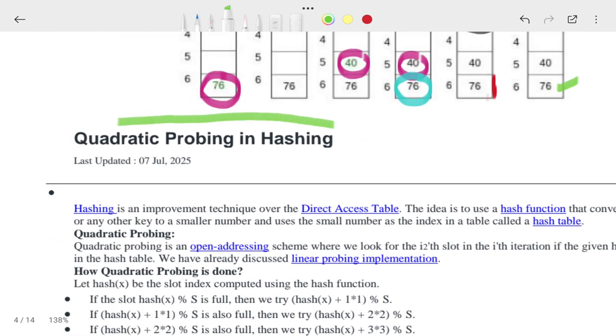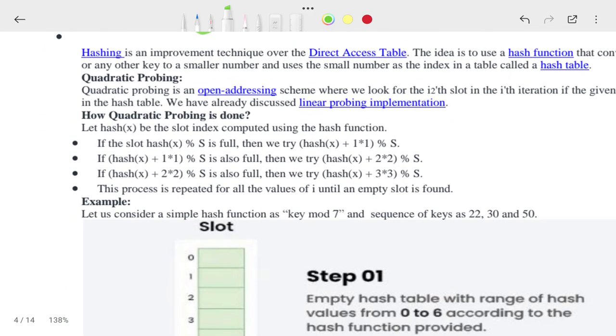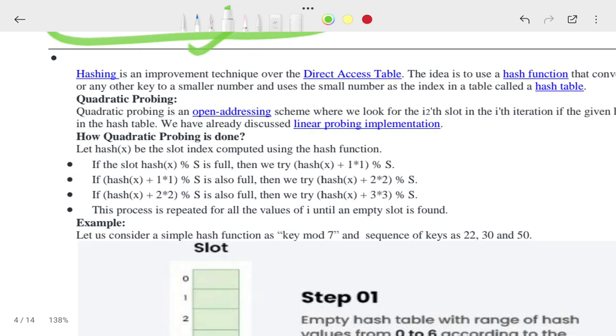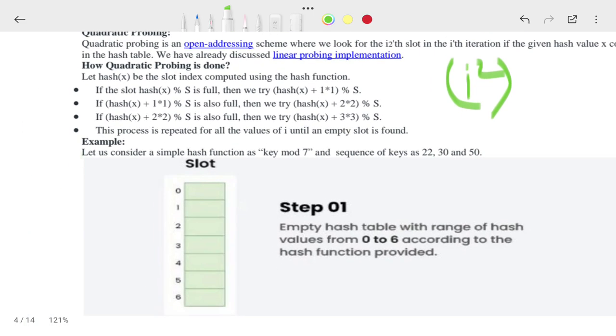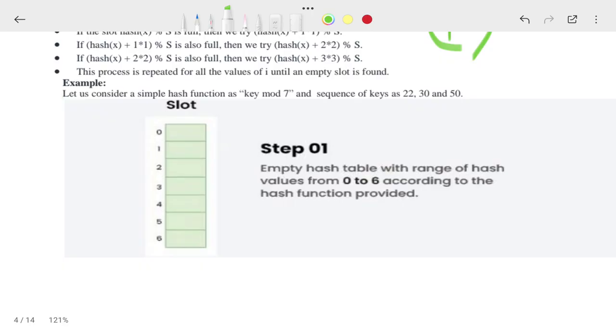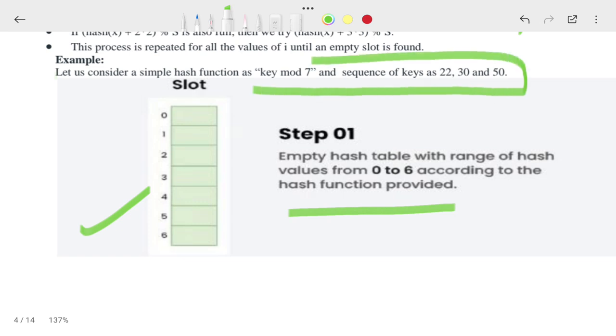Now next, quadratic probing. What is the meaning of quadratic probing? This lecture was already completed on 7 July. Quadratic probing means I will use one formula, with i square. Quadratic means i square. Now see here what I will do. Suppose I have this hash table. My hash table size is equal to 7. My data is 22, 30 and 50.